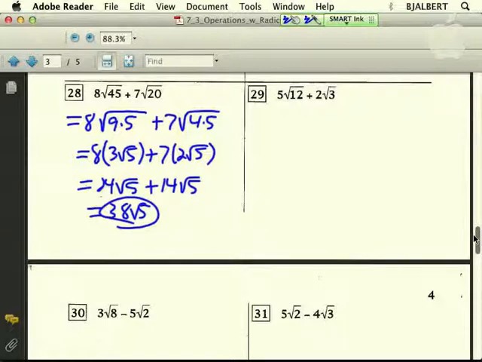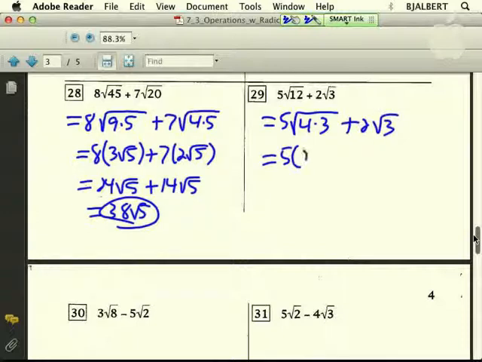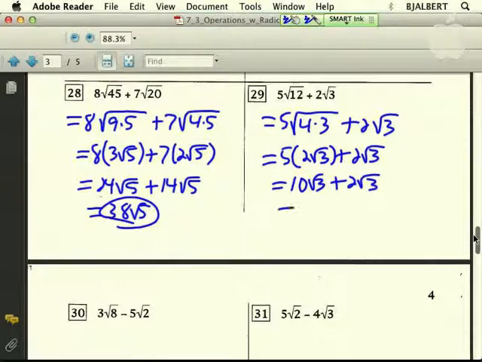29 is going to be 5 times the square root of 4 times 3, which would be 5 times 2 square roots of 3 plus 2 square roots of 3. So 10 square roots of 3 plus 2 square roots of 3 is 12 square roots of 3.